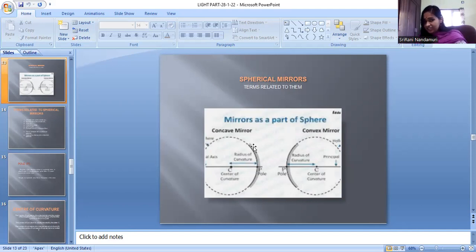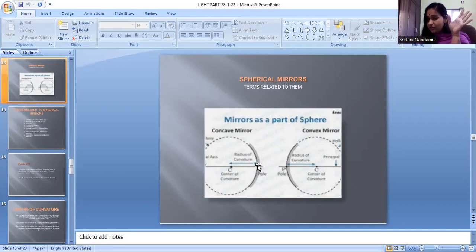Children, understood? This is the concave mirror and this is the convex mirror. Simply, the center point of the reflecting surface. This is the center point here and this is the center point here. The center point of the reflecting surface is called the pole. Once again, I am telling you, just remember the reflecting surface is there, and the center point of this reflecting surface is considered the pole.